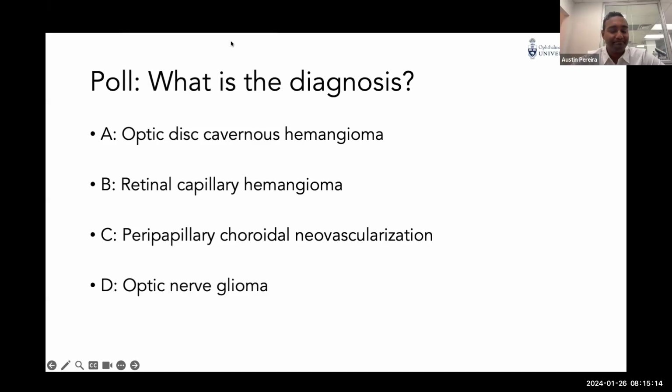Great images, by the way. Yeah, Dr. Sharma did a great job finding those. That's an amazing montage that the Mexican ophthalmologist put together there.